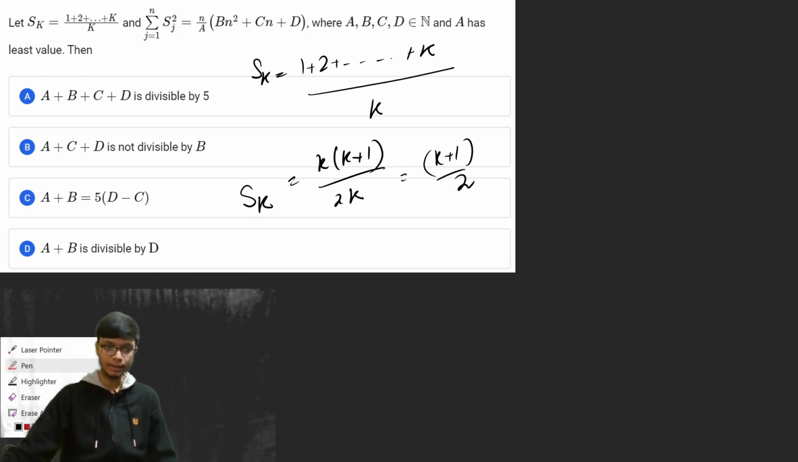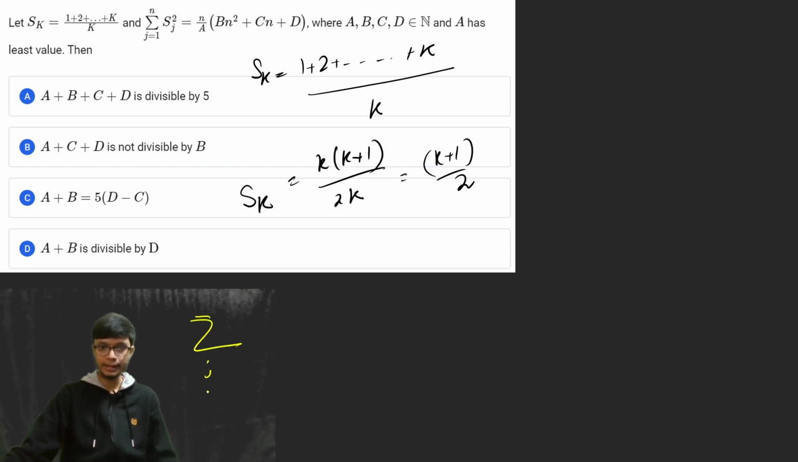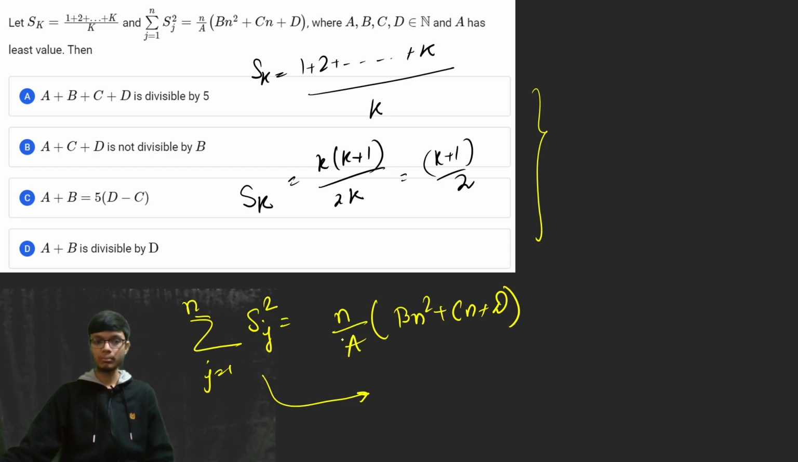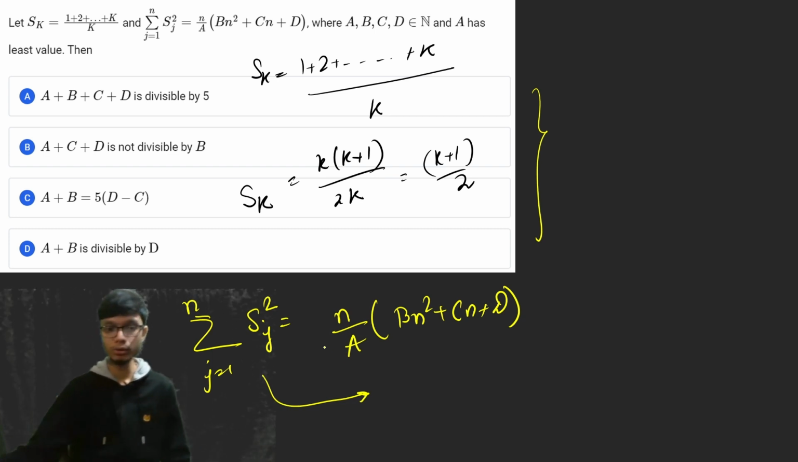And it is also given that the summation of j from 1 to n of S_j whole square is equal to n by a into (b n square plus c n plus d), where a, b, c and d are all natural numbers. Then we have to look for the least value of a. If you look at the options, you basically need to find out the values of a, b, c and d.